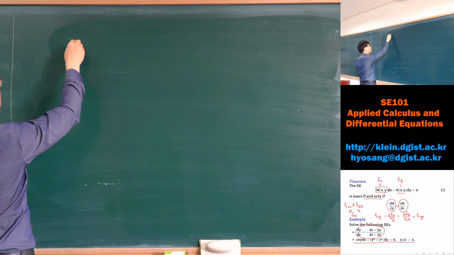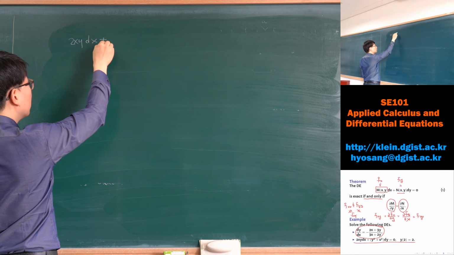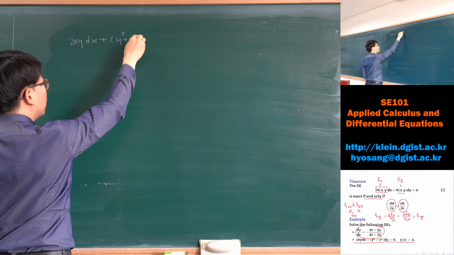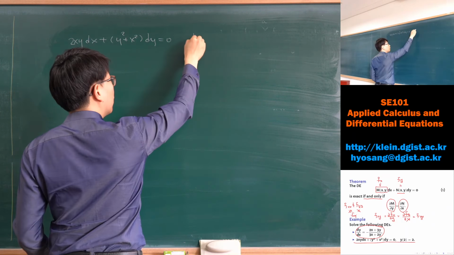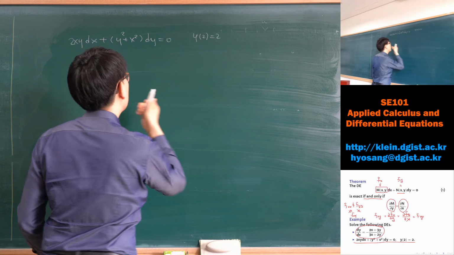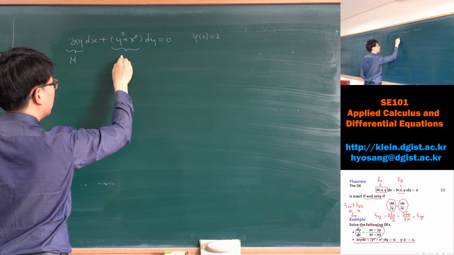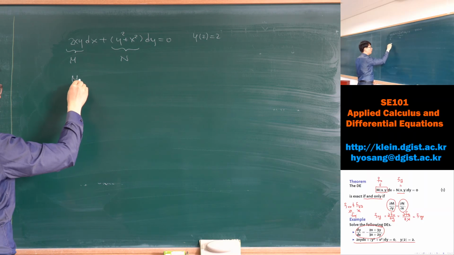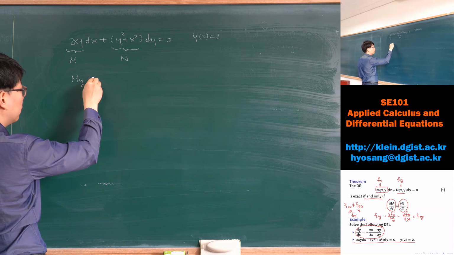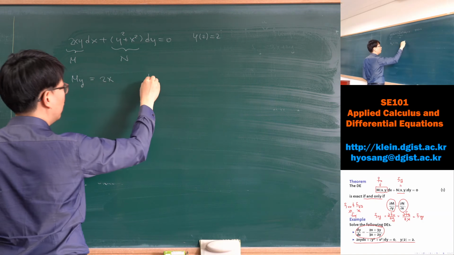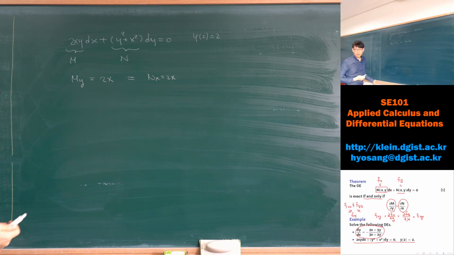The differential equation is 2xy dx plus (y squared plus x squared) dy equals 0. And the initial condition is y(2) equals 2. So this 2xy is M, and this is N. Let's take My and Nx to check whether this is exact. So My is 2x and Nx is also 2x, so they are equal. So this is an exact equation.